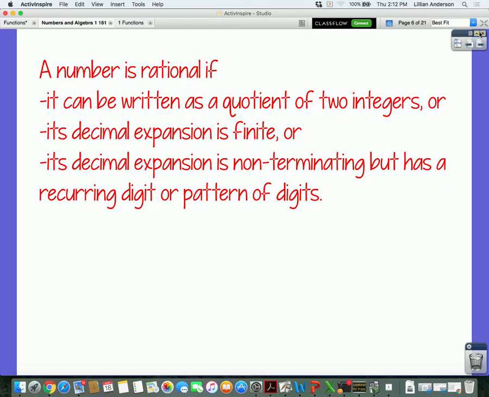Okay, so a decimal expansion is finite. An example of that would have been the 0.25 example I just did, or 0.5. Okay? Or it's going to be rational if its decimal expansion is non-terminating but has a reoccurring digit. That basically means that it doesn't stop, but it's one of those like 0.33333, repeating, or 0.1666666, like that. Those types also are rational numbers. Okay?